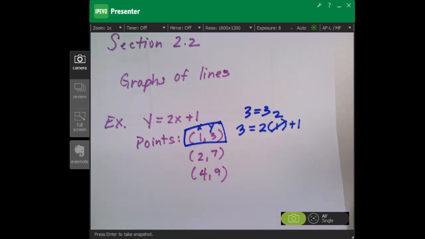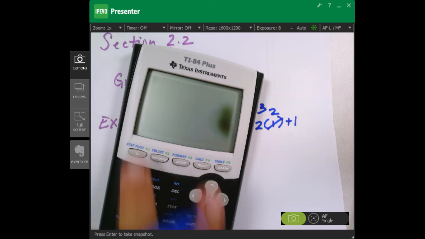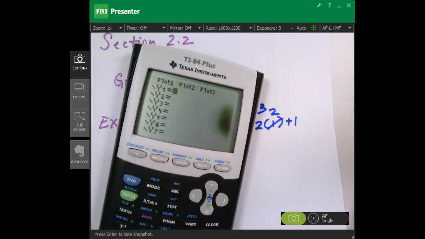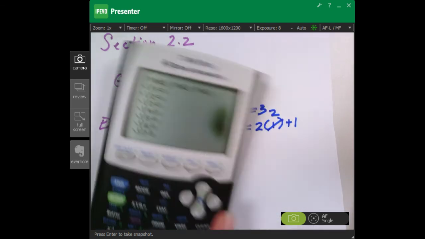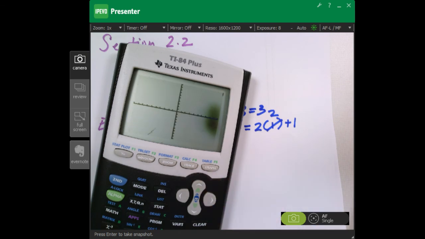Another way you can do it is to go to your graphing calculator. I'll start from the beginning. Go ahead and go to the y equals key. If it's already solved for y, you can substitute that in. Go ahead and put in 2x. Remember, this is where the x key is, and then plus 1. Now you can hit graph, and that's going to give you a picture of the line.